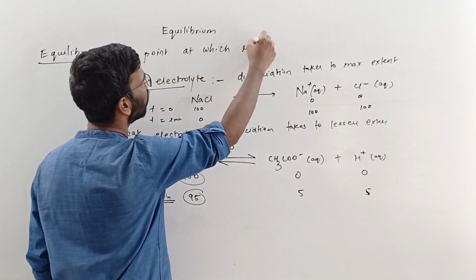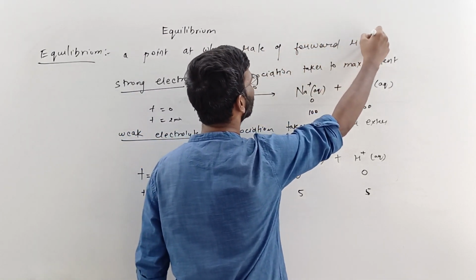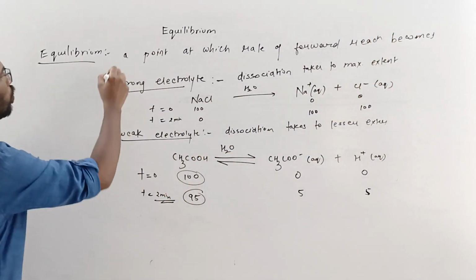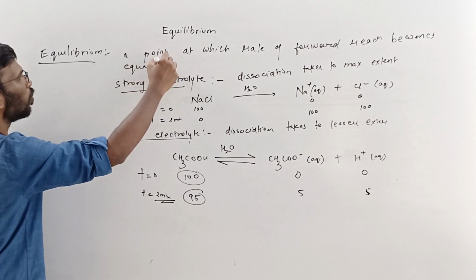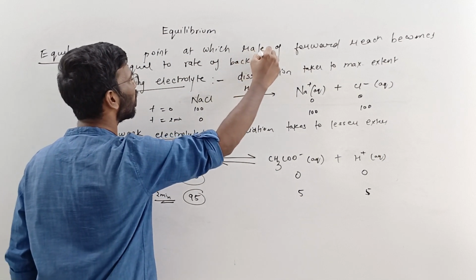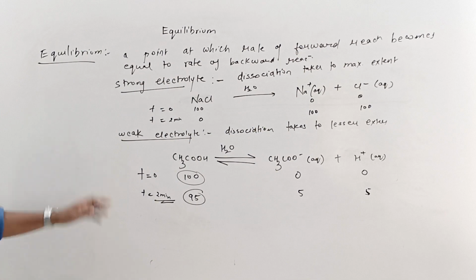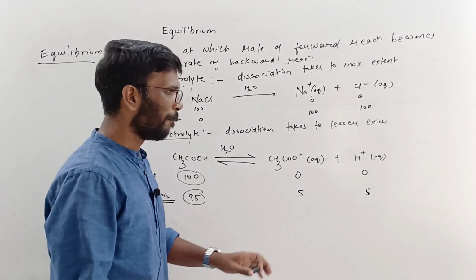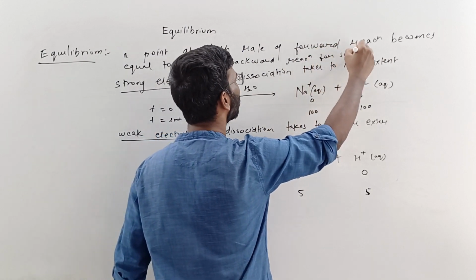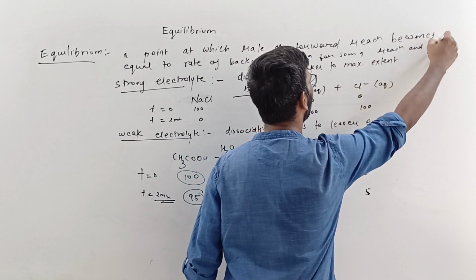a point at which the rate of forward reaction becomes equal to the rate of backward reaction. The rate of forward reaction becomes equal to the rate of backward reaction. This is for the sum of reactant and product, not for all.